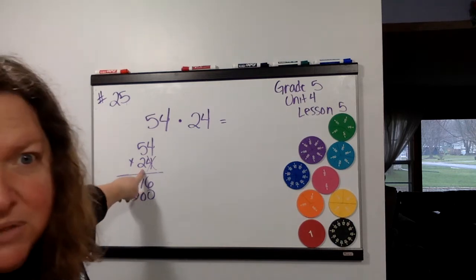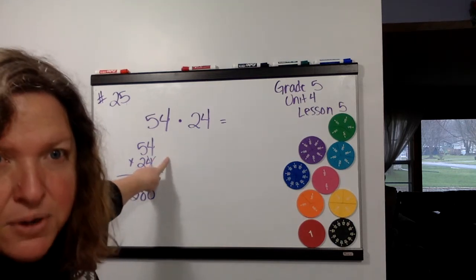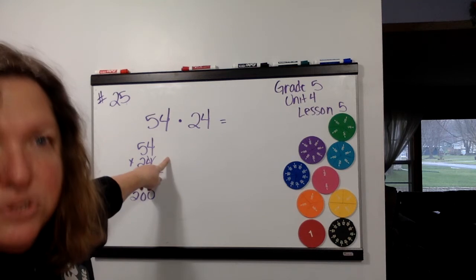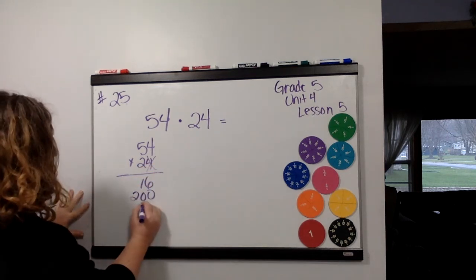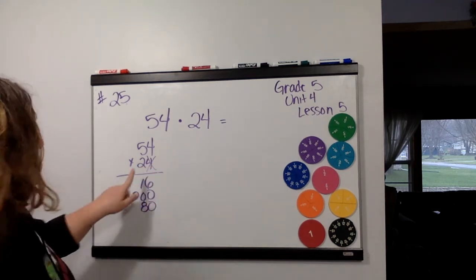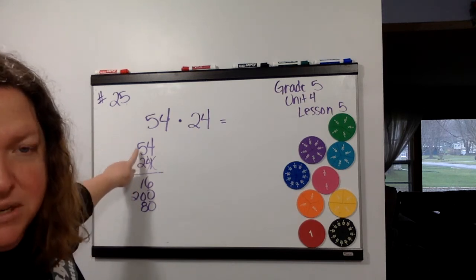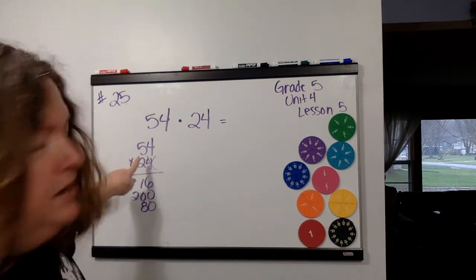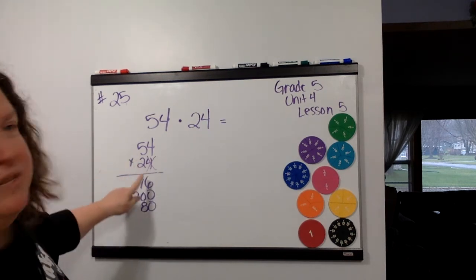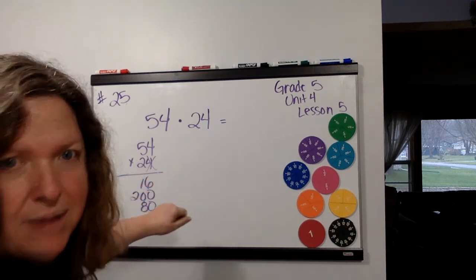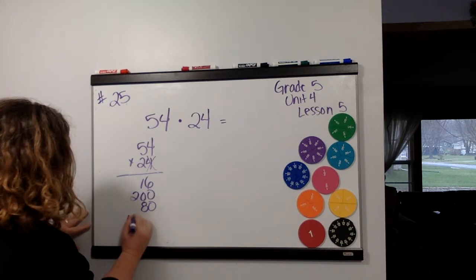Then we're going to multiply with the 20. 20 times 4. Well, 2 times 4 is 8, so 20 times 4 is 80. And then 20 times 50. 2 times 5 is 10, but it's 20 times 50. There's two more zeros in the problem. So that's 1,000.